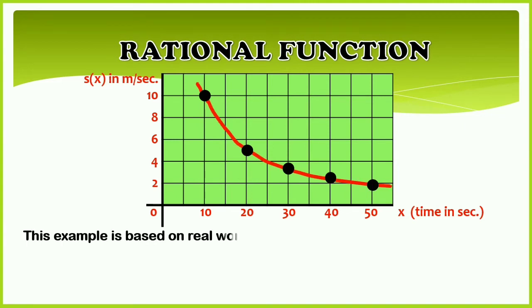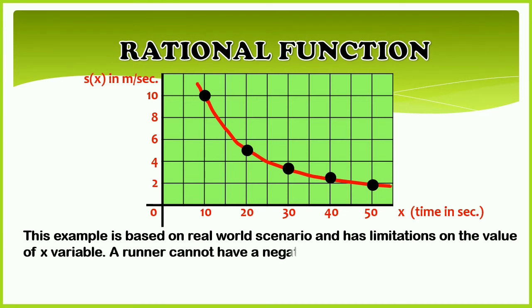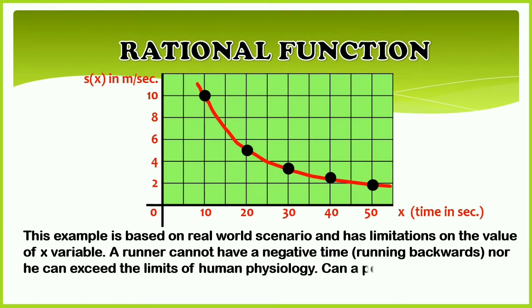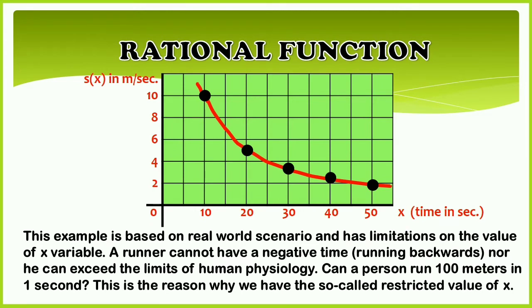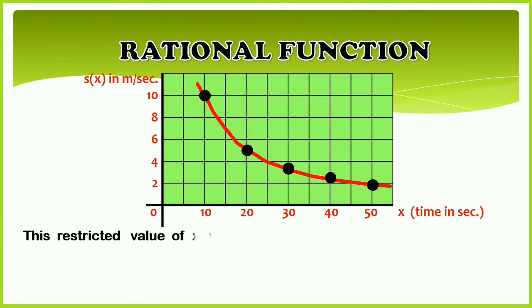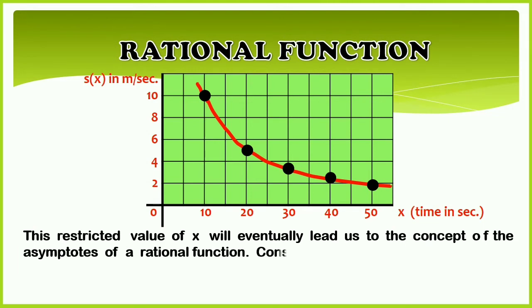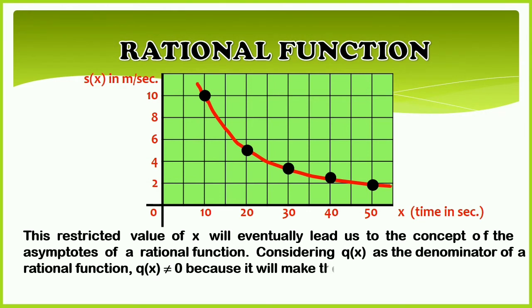This example is based on a real-world scenario and has limitations on the value of the x variable. A runner cannot have a negative time, running backwards, nor can he exceed the limits of human physiology. Can a person run 100 meters in 1 second? This is the reason why we have the so-called restricted value of x. This restricted value of x will eventually lead us to the concept of the asymptotes of a rational function. Considering q(x) as the denominator of a rational function, q(x) should not be equal to zero, because it will make the rational function undefined.